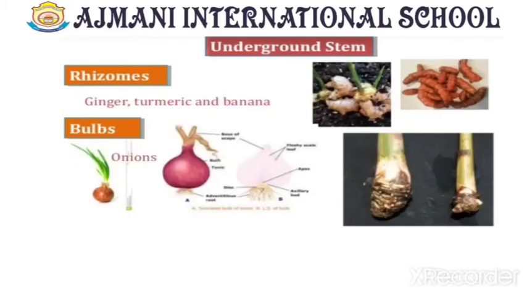Now, the rhizomes. Rhizomes are irregularly shaped horizontal stems. They have buds which give rise to new plants. For example, the rhizomes of ginger, turmeric and banana. Let's see the bulbs. They are thick, short, underground stems with fleshy leaves from which the new plant arises. For example, the bulbs of onion and garlic.